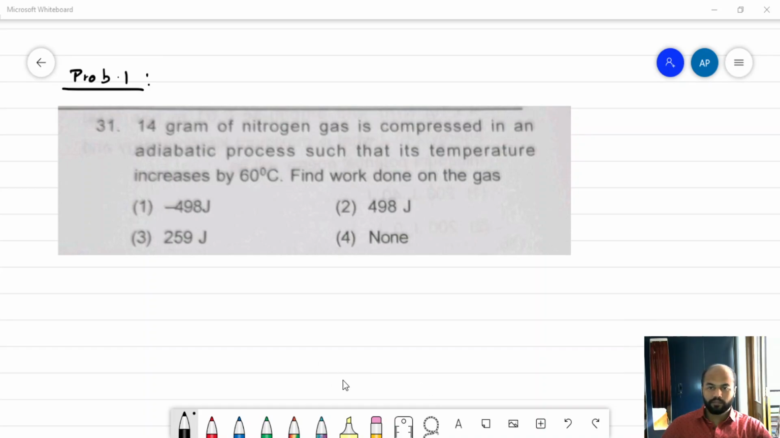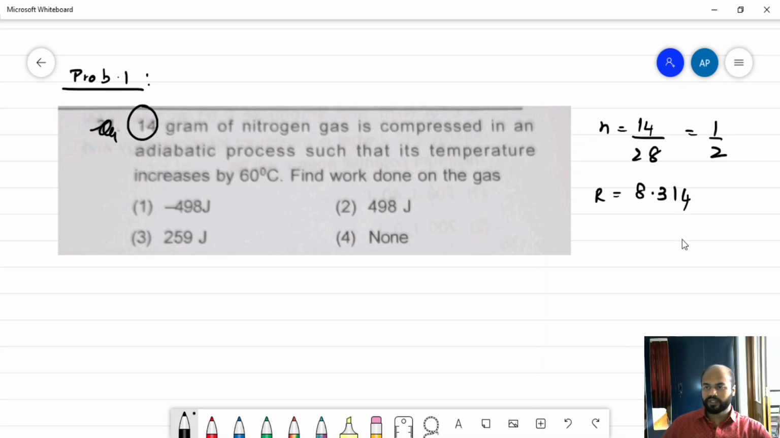Let's take up a problem now. It's given to us that 14 grams of nitrogen is compressed in an adiabatic process such that its temperature increases by 60 degrees. Find work done on the gas. Now this temperature change is given, and it's also given that it is 14 gram of nitrogen gas. So number of moles is 14 by 28, which is half. R is the universal gas constant, given as 8.314. And we also know that the change in temperature is going to be 60.